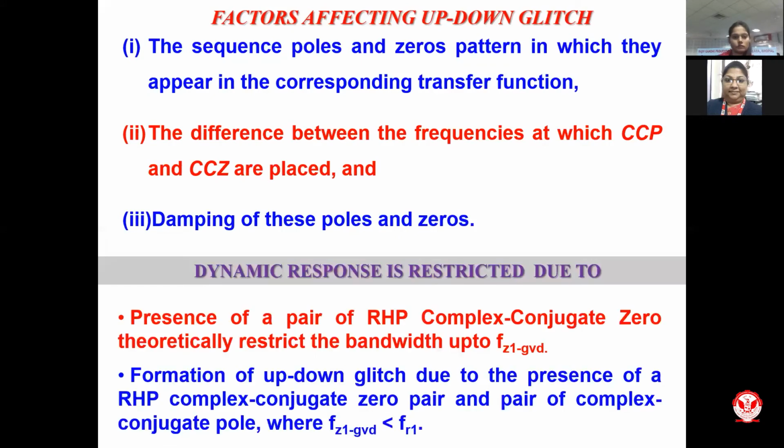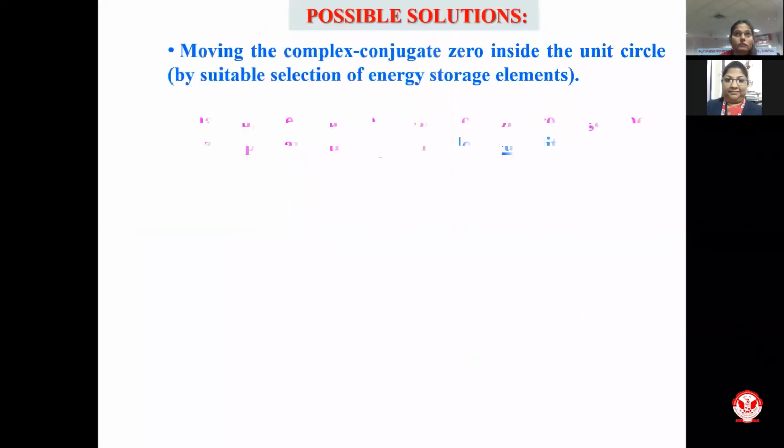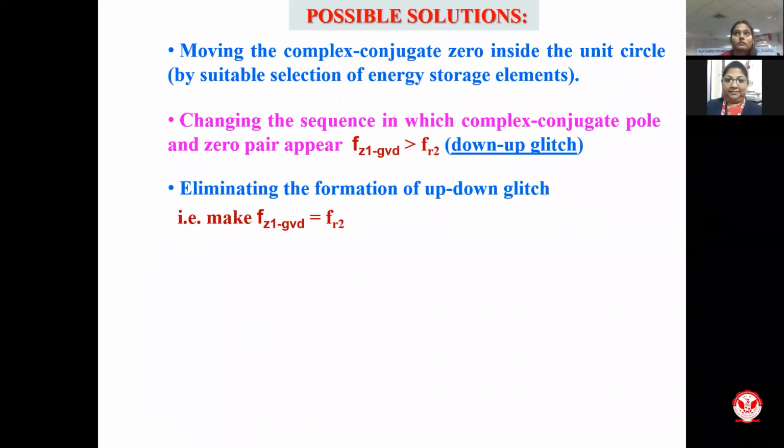So damping and all. Ultimately, what happens is the RHP zero restricts the achievable bandwidth. If you have an RHP zero, you will not be able to attain a bandwidth greater than the frequency at which the zero is placed. So this needs to be changed, and the formation of the up down glitch needs to be changed. So possible solutions are these. You can move them. Already we have discussed that we need to decrease the up down glitch, or you need to move the zero within the unit circle.